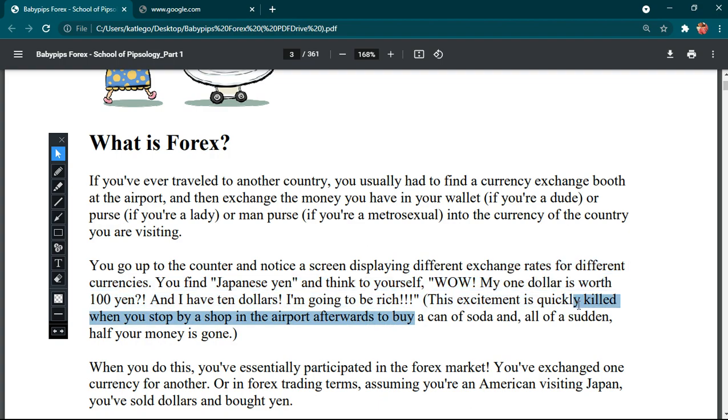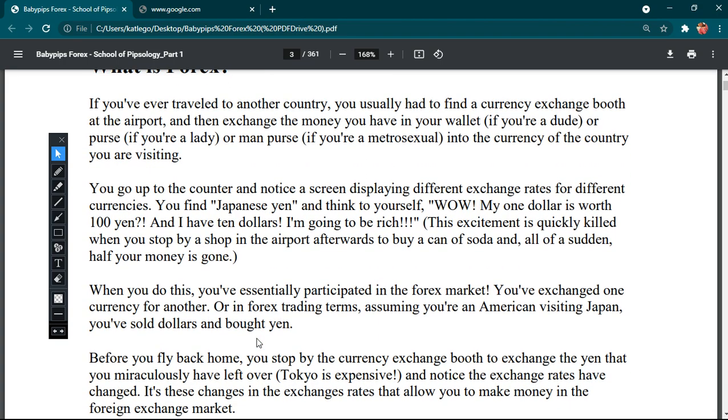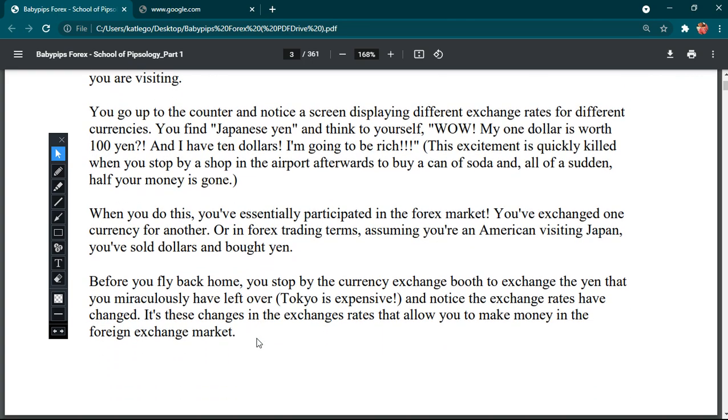Then this excitement is quickly killed when you stop by a shop in the airport to buy a can of soda, and all of a sudden half your money is gone. I explained here that it's due to inflation. You might have 1,000 yen and I might have just $10, but you might find that my $10 is worth over that 1,000 yen because of currency strength, inflation, the development of countries, and many other things that impact the value of one currency against another.